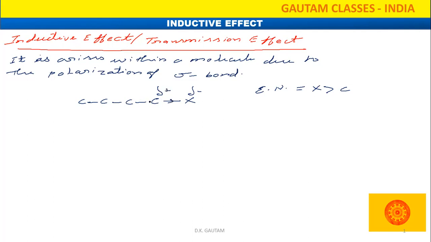And this thing is spreading up to 4 carbon atoms. Up to 4 carbon atoms this is going on, and gradually its magnitude is decreasing as we move away from the key atom. That means we can say that the inductive effect is a distance dependent effect.